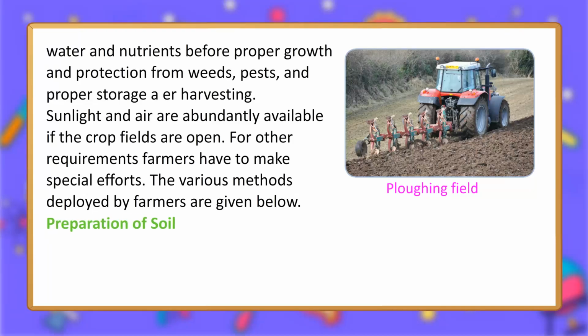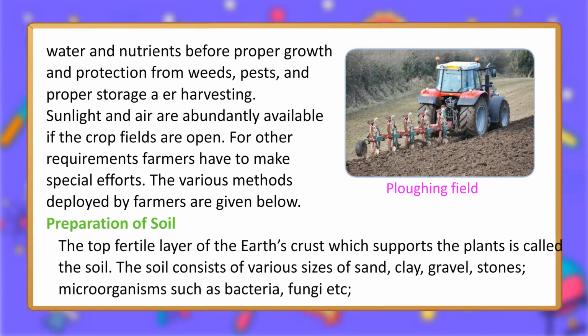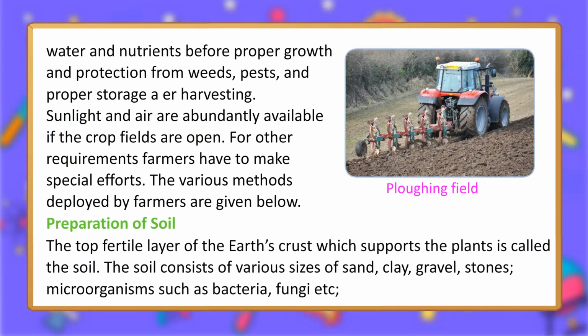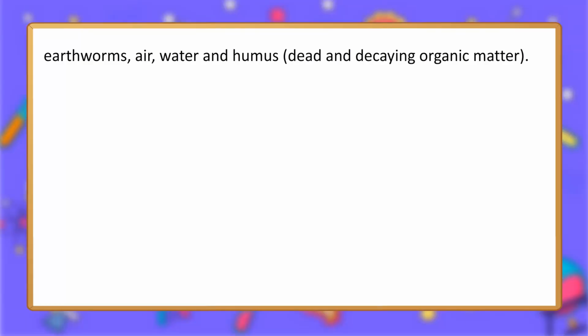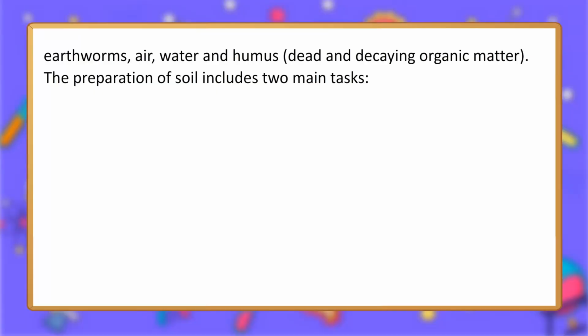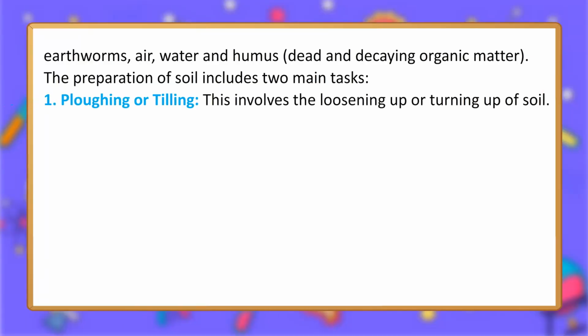Plowing field. Preparation of soil. The top fertile layer of the earth's crust which supports the plants is called the soil. The soil consists of various sizes of sand, clay, gravel, stones, microorganisms such as bacteria, fungi, etc., earthworms, air, water and humus, dead and decaying organic matter. The preparation of soil includes two main tasks.